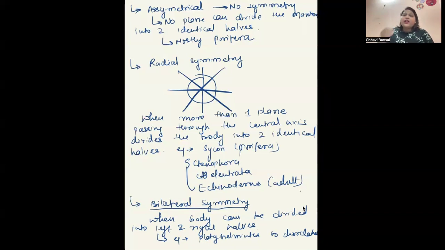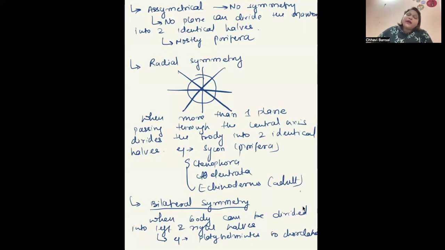In radial symmetry, there are multiple planes. Like for example, you have a cake, right? You can cut it this way, this way, this way, this way. Anyway, if you cut it, it will give you two identical halves, right? So there are multiple planes which on passing through the body divide the body into two identical halves. Such symmetry is called radial symmetry. So one Porifera, that is the exception called Sycon, has radial symmetry. Then Ctenophora and Coelenterata phyla also have radial symmetry. And the Echinodermata adults also have radial symmetry.